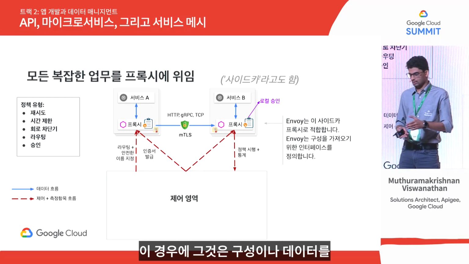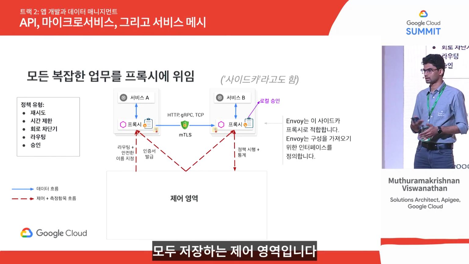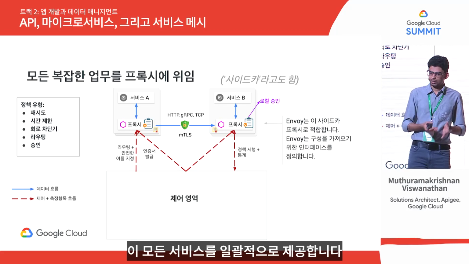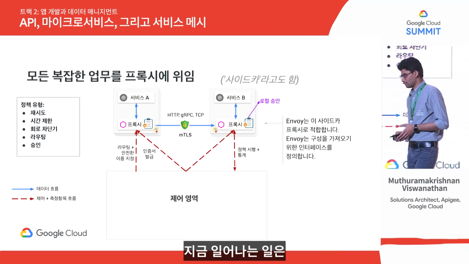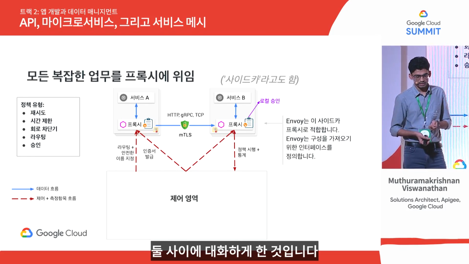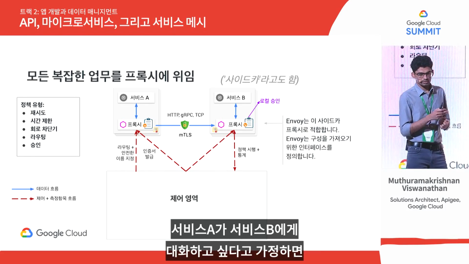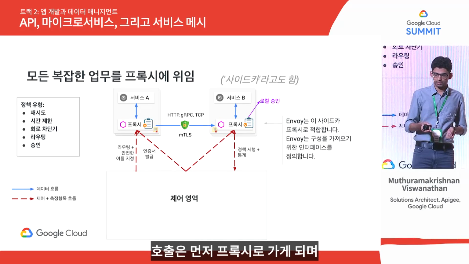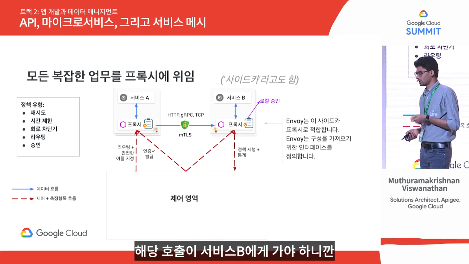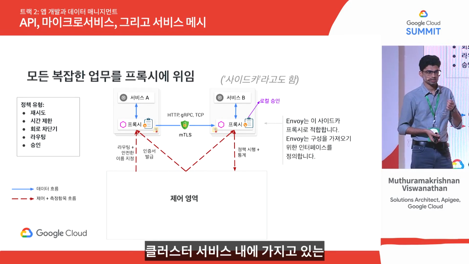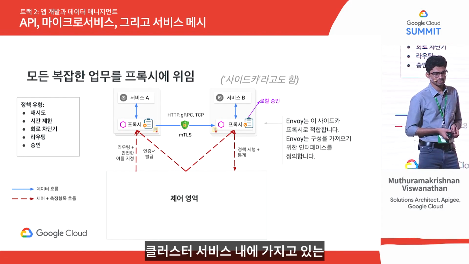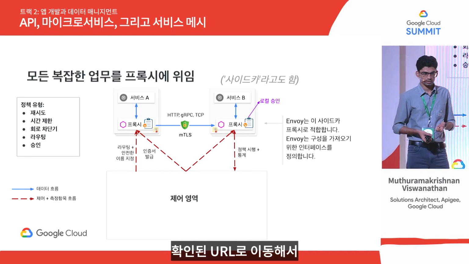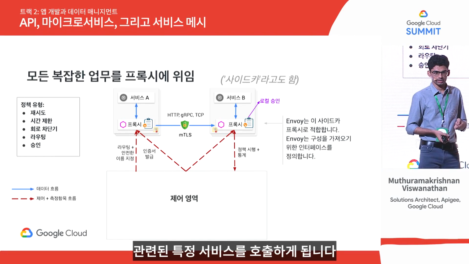So in this case, we had a control plane, which is going to store all the configuration-related data, and there is a sidecar proxy, which is bundled alongside all these services. Let's say service A wants to talk to service B. It initiates the call. The call goes to the proxy first. The proxy will identify, okay, the call needs to go to service B. So what is the URL for that in the cluster, in the services that we have deployed in Kubernetes? It will discover the URL for it, and then call that particular service accordingly.